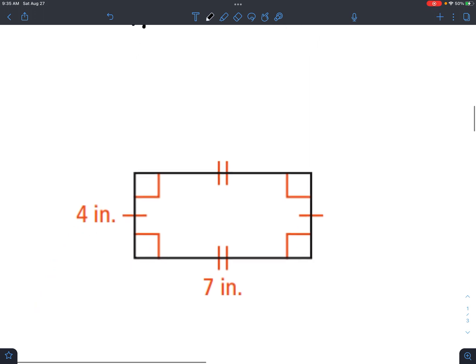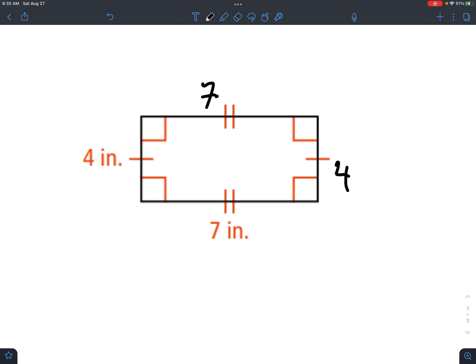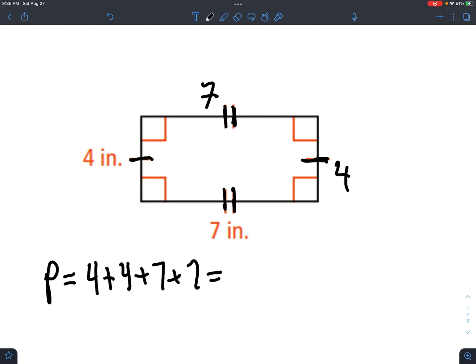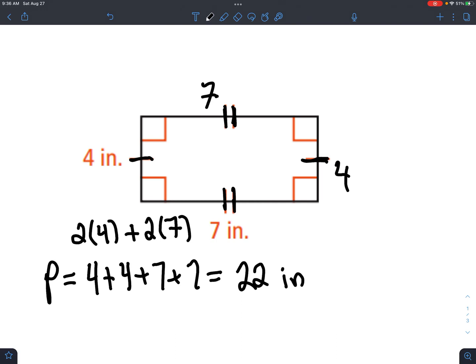Okay. The rectangle is one of my favorites, just because it's so simple. Those little lines, remember, they mean that they're the same. So these double lines are saying that the 7s match and the 4s match here. So the perimeter, you just add up all of them, which is 22 inches. The formula says you do double the 4 plus double the 7. Either one is cool. It's still 22 no matter what. And then the area is just base times height.